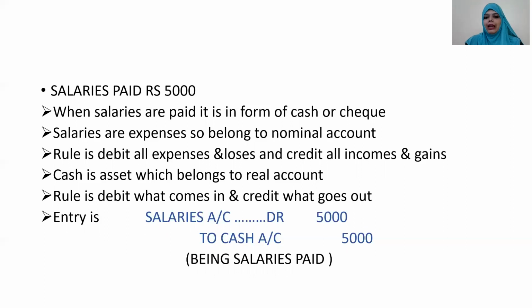And the rule for the nominal account is debit all expenses and losses and credit all incomes and gains. Next, salary paid means salary is paid in the form of cash or check. We will assume that since there is nothing mentioned, it is paid in the form of cash. So cash is an asset which belongs to real account. So the rule for the real account is debit what comes in and credit what goes out. So salary account debited, because it is an expense and it belongs to nominal account, salaries account debited to cash account. The narration is salaries paid 5,000.